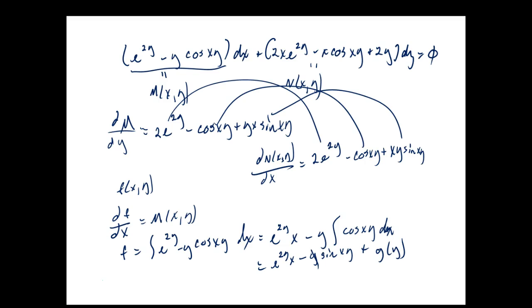Okay, then we take the partial of this thing with respect to y, and that's supposed to be our N. So let's do that. The partial of this f right here, with respect to y.